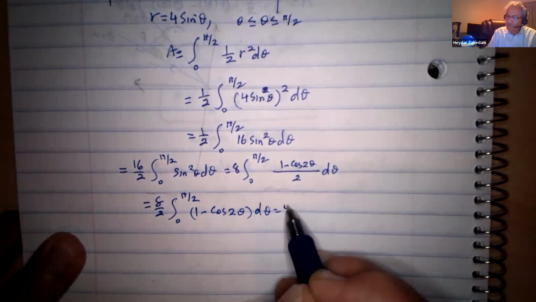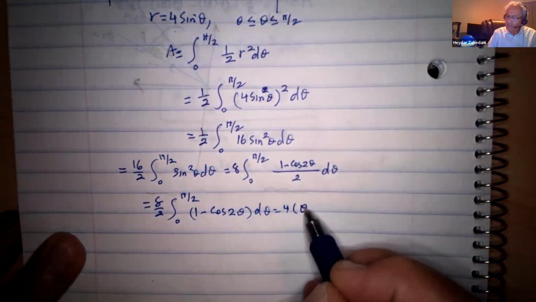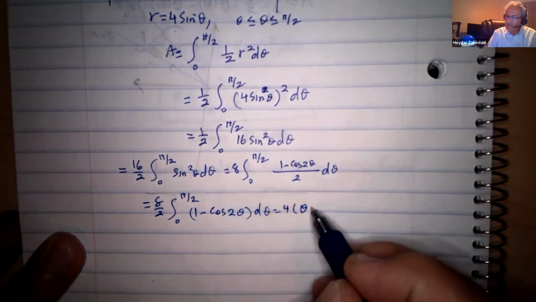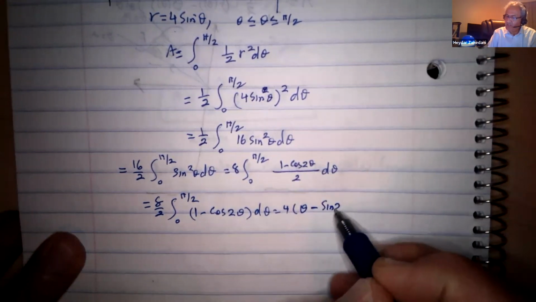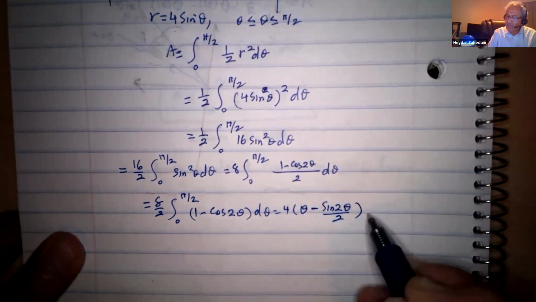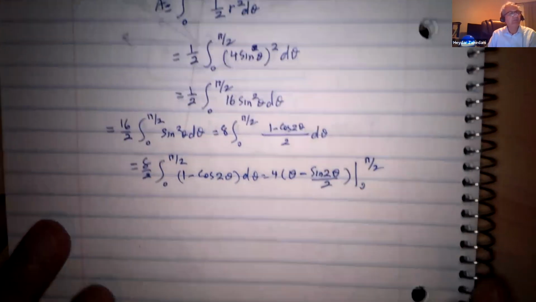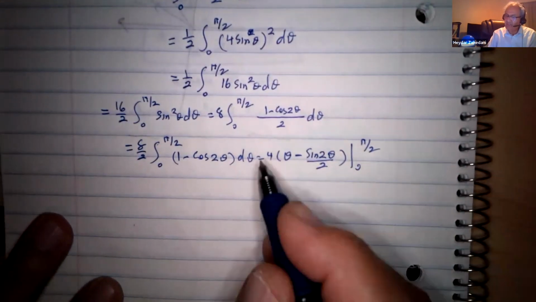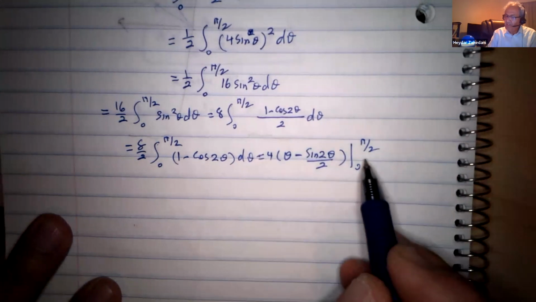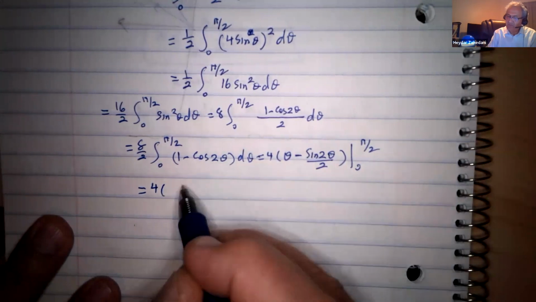So that gives you 4, and integrate. Integral of the 1 would be theta. Integral of cosine is sine, so minus sine of 2 theta divided by 2, to be evaluated from 0 to pi half. Okay, this is the double angle formula that we use. Now we substitute the pi half first. It's going to be 4 times, so that would be pi half.